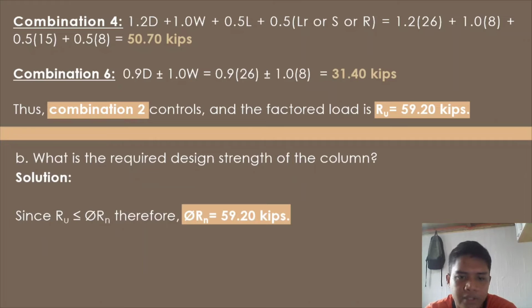Next question, what is the required strength of the column? Same lang din sila dun sa number 1 question. Same lang din yung concept. Ganun pa rin. Since required strength is less than or equal to resistance factor times nominal strength, therefore, ang required design strength natin is 59.20 kips strength.